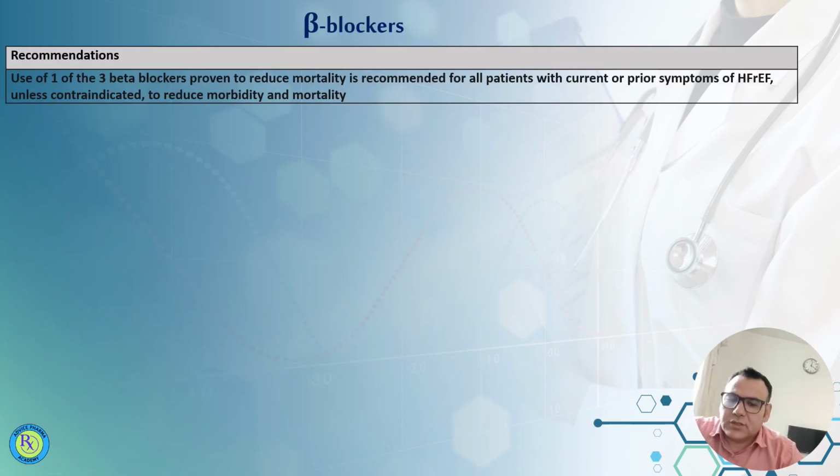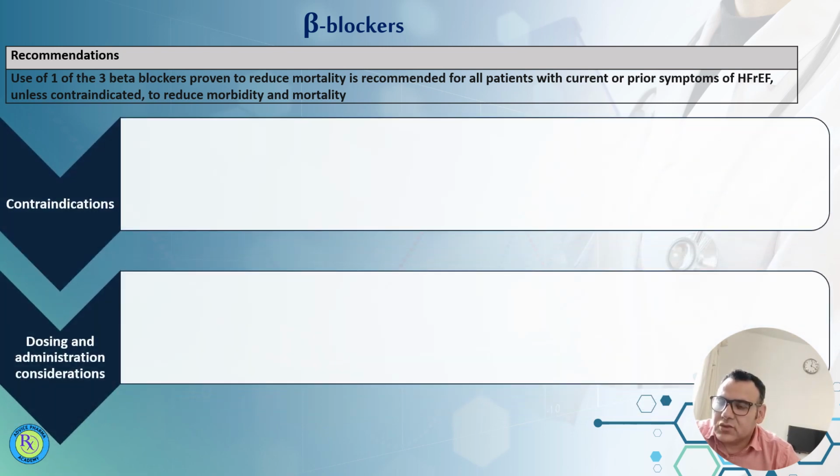Beta blockers, as also discussed, are the mortality benefit medication, which block the sympathetic activation. So one of 3 beta blockers with proven mortality benefit is recommended for patients with symptoms of HFrEF unless contraindicated, to reduce morbidity and mortality. So what are the contraindications for beta blocker? You should be familiar with these contraindications.